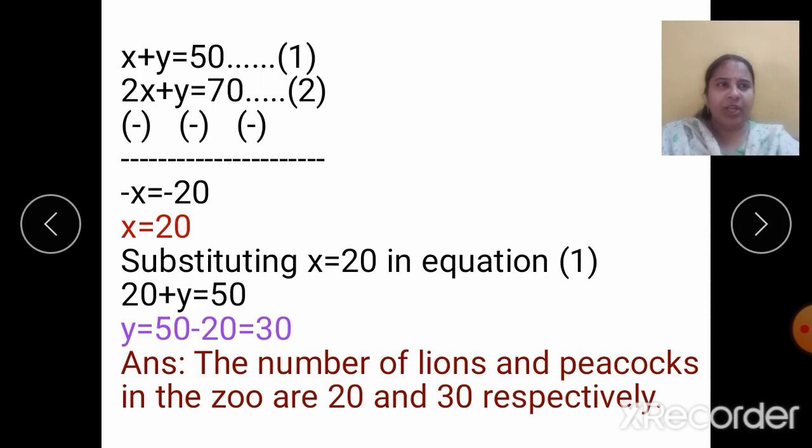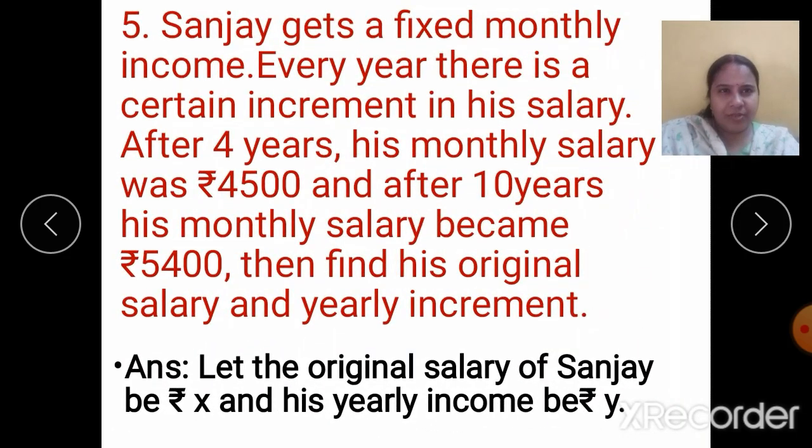Let us move to the next question, that is fifth sum of the practice set. Sanjay gets a fixed monthly income. Every year there is a certain increment in his salary. After 4 years, his monthly salary was rupees 4,500. After 10 years, his monthly salary became 5,400 rupees. Then find his original salary and yearly increment. Correct? I have read the question. Now part by part, we will read it again and try to frame the equation.